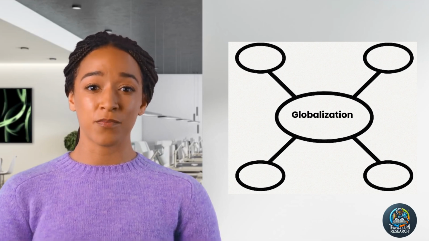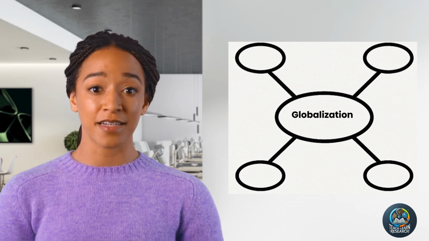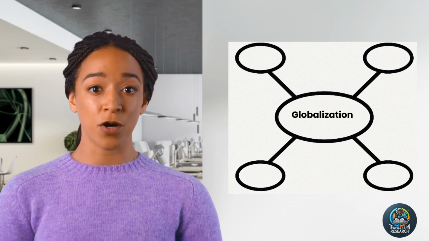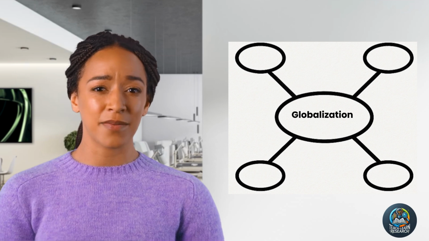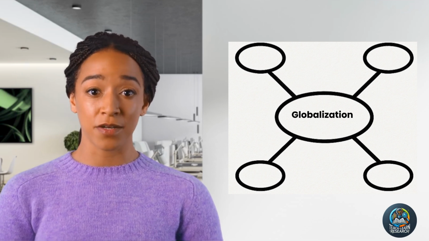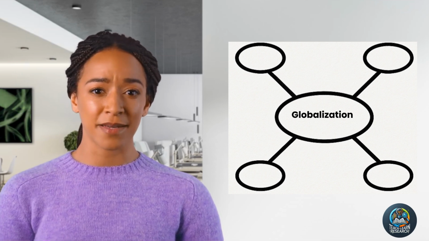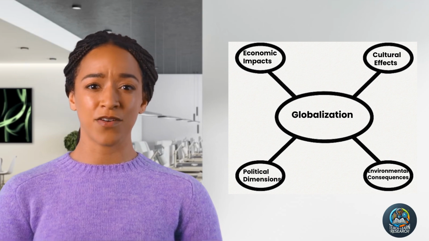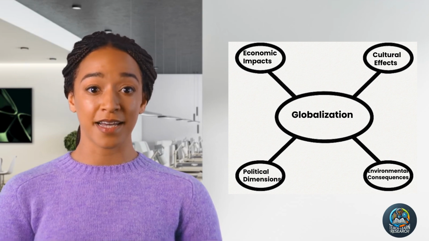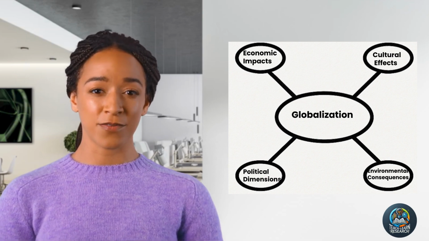With learners, brainstorm main categories related to the central idea. For globalization, these could be economic impacts, cultural effects, political dimensions, and environmental consequences. Have students write these categories around the central idea and connect them with lines.